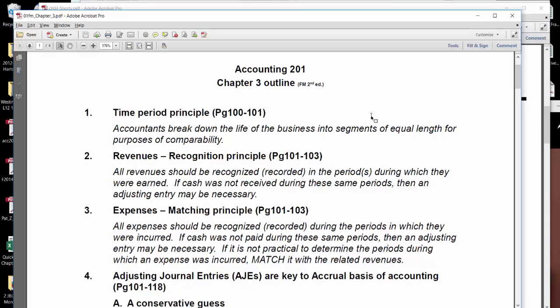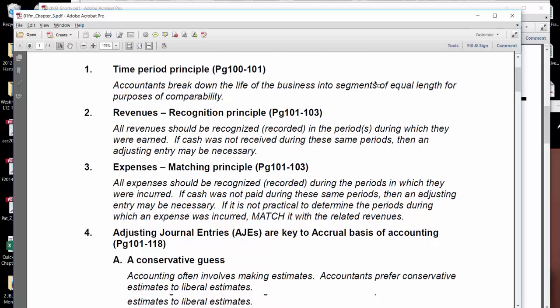Expenses should be recognized during the period in which they were incurred. Incurred means made them happen. If cash was not paid during those periods, then we also might have to make an adjusting entry. And in some cases, it's difficult to tell exactly when the expense was incurred. So in those cases, accountants typically try to match the expense with the periods where they earned revenues that were related to that expense. So adjusting journal entries are a real key to the accrual basis of accounting.